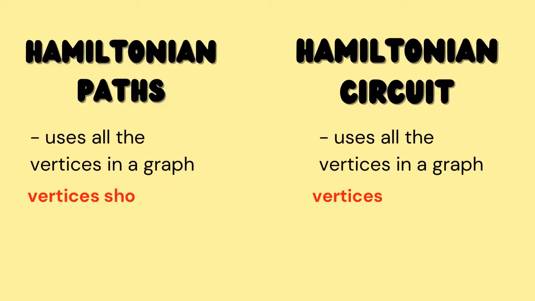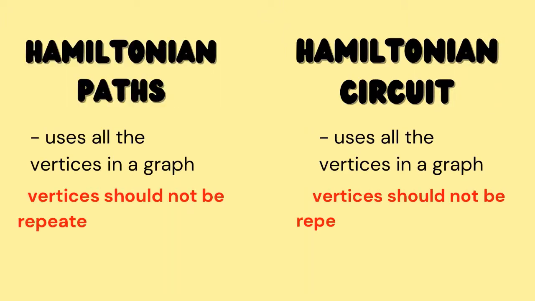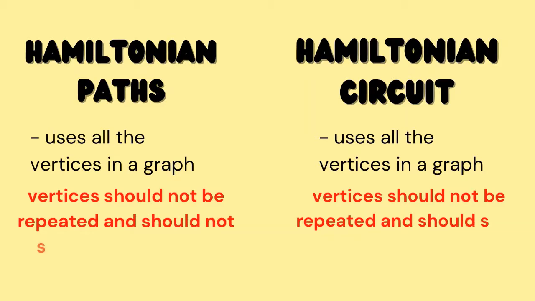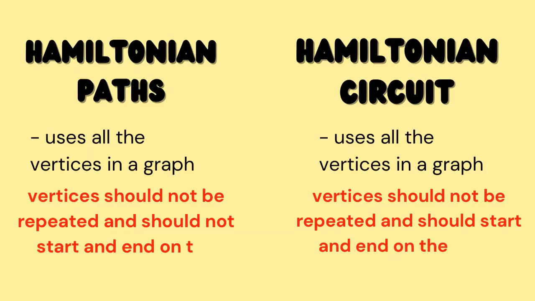The Hamiltonian path uses all the vertices in a graph, but the vertices should not be repeated, and it does not need to have the same vertex for its starting and ending point. Meanwhile, a Hamiltonian circuit uses all the vertices in a graph with no repeated vertices, and since it's called a circuit, it must start and end at the same vertex.